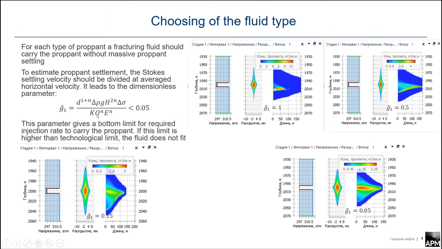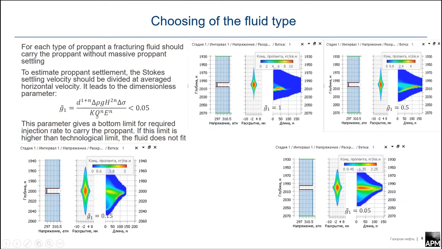So the point is as follows: we have a dimensionless parameter, and we model with different values of this parameter to evaluate the limit at which the fluid will be effective. We did this modeling using the planar 3D model and some model of proppant transport, which I will show below. The empirical criterion is that this parameter should be less than 0.05.